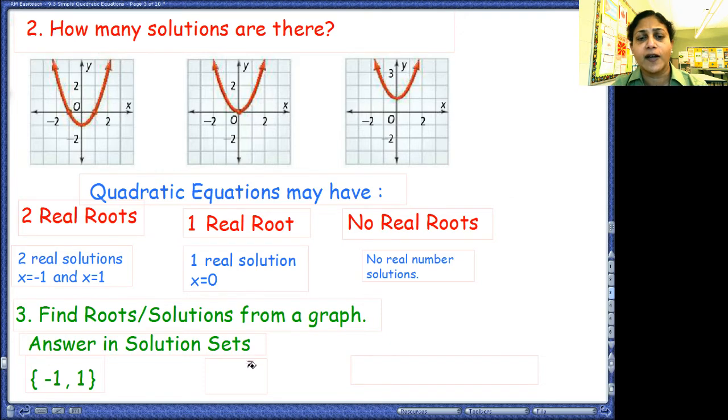For the second graph, the solution set will look like so, with a 0. For the last one, we're going to say that there are no real number solutions. There are solutions, but they are not real numbers. So that's how we write the solutions.